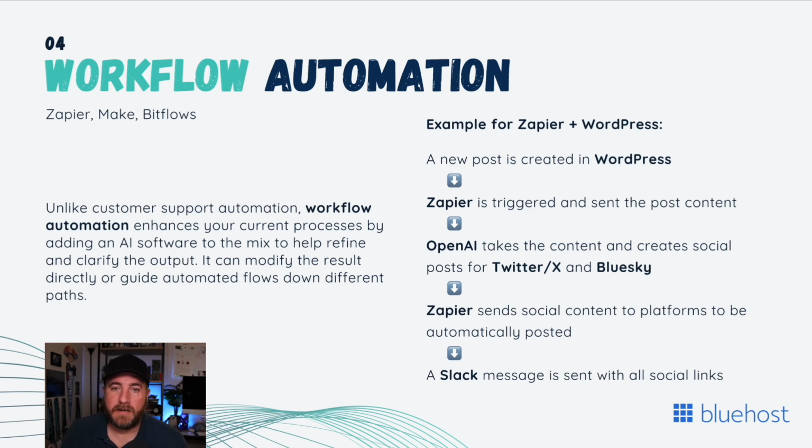And so here I have an example of how Zapier and WordPress together can be used for automating some social posts based on a new blog post, and how AI factors into the mix here. So for example, a new post might be created in WordPress. That's sent to Zapier. That's triggered to send the post content to OpenAI, which is the AI portion of this.